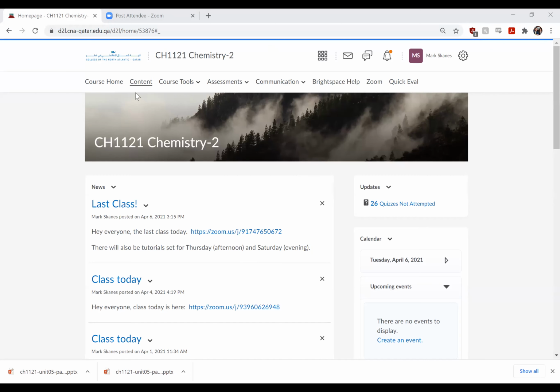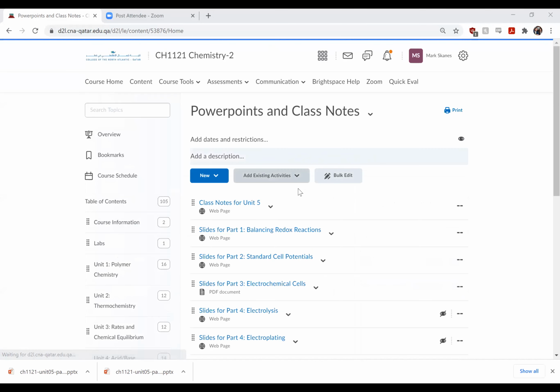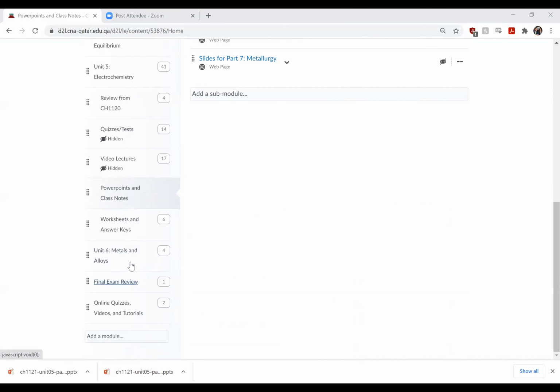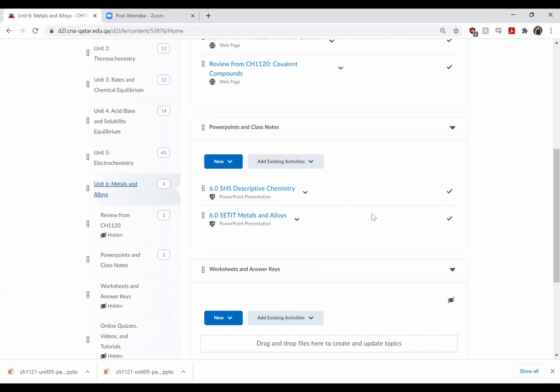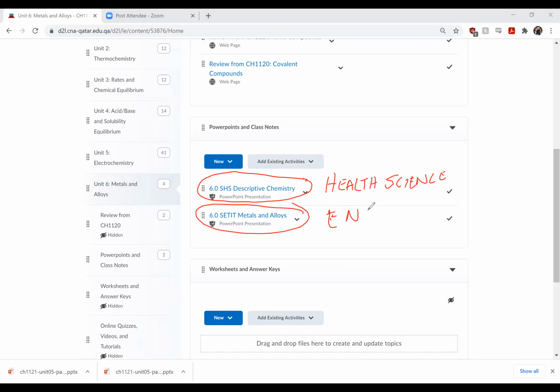I'm getting questions about Unit 6 in the chat, which is fine. Remember, that's a self-guided unit, and I can talk more about this in the tutorial. Unit 6 I uploaded over the weekend. It's not what you think it is. It's very short, self-guided. And the reason it's self-guided is because if you are in health science, you do this. If you are in engineering or any other program, you do this.